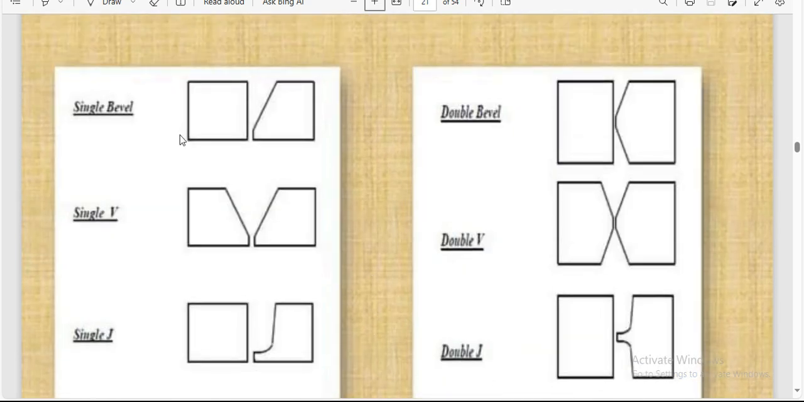See these ones. Single bevel. This one is not beveled; the second base metal is beveled. For that reason we call it single bevel. Single V: the formal shape is V. Single J: the formal shape is J. This one is double beveled: in here and in here it is beveled. So double V, based on the shape that we are seeing. All of them are types of butt joint process. This one is double J.